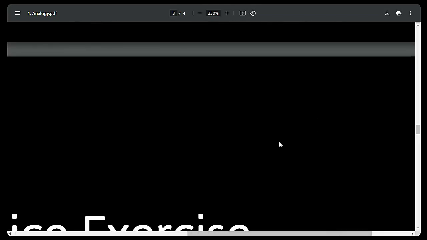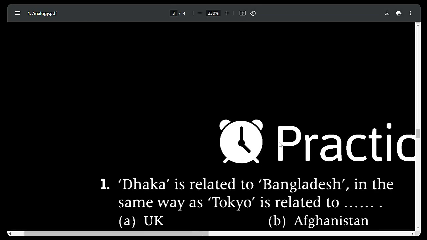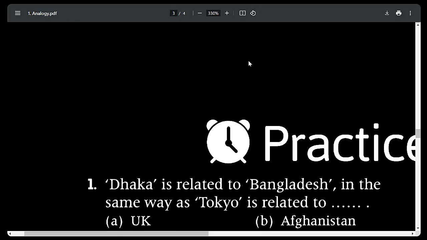I think we are into the exercise now. For the exercise also, I'll try to create a poll. As many questions as possible we are going to discuss.